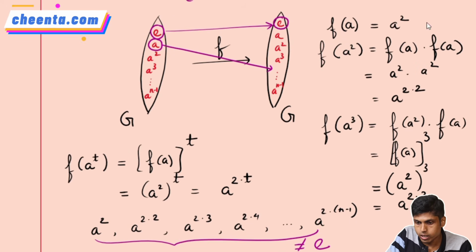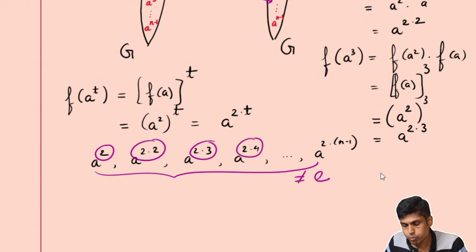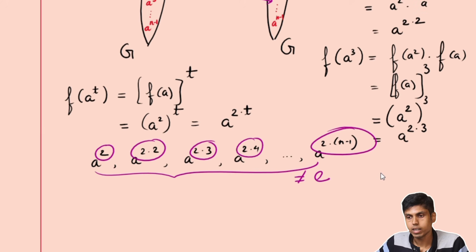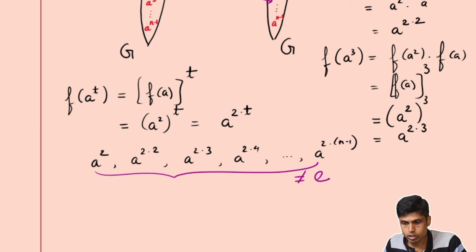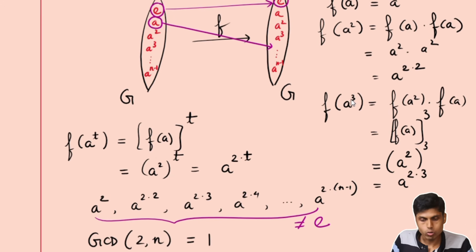That is the requirement. This implies that none of the exponents are divisible by n. The exponents in this enumeration should not be a multiple of n, and therefore we must have this power to be co-prime to n. That is the condition. So the GCD of 2 comma n must be 1. If it were not 1, I can multiply some number less than n minus 1 to have it a multiple of n.